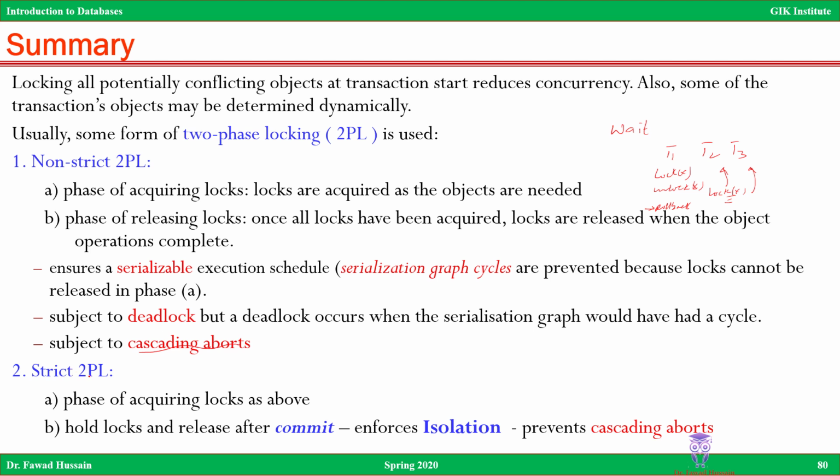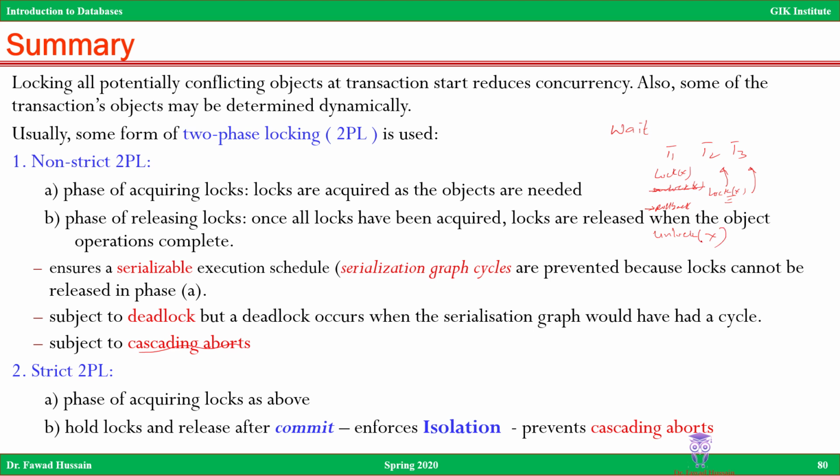In the strict two-phase locking protocol, the phase of acquiring is as above. However, it holds all the locks and releases after commit, and that enforces isolation, and therefore it prevents cascading abort. So if I have a lock here, this unlock will not happen at this point. Instead, either I commit or roll back, and the unlock will happen at a later stage.